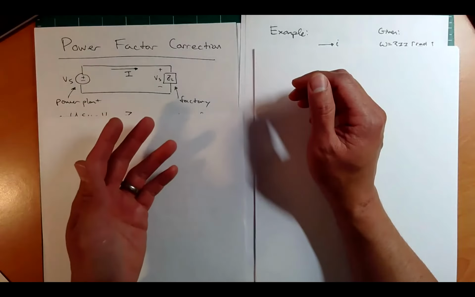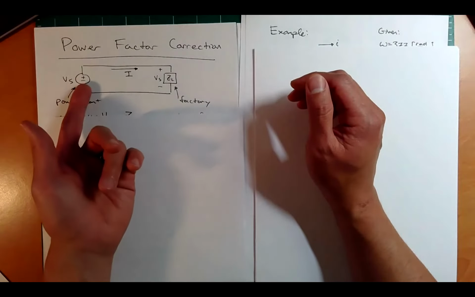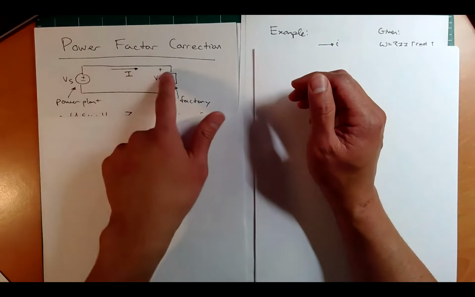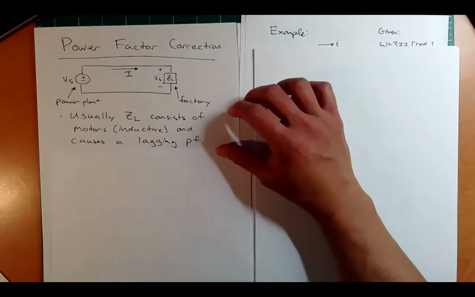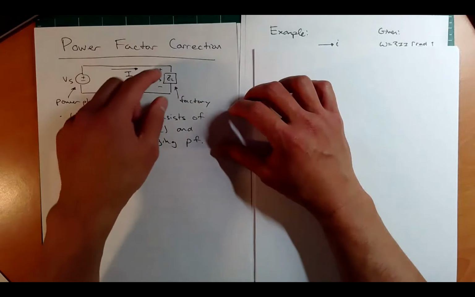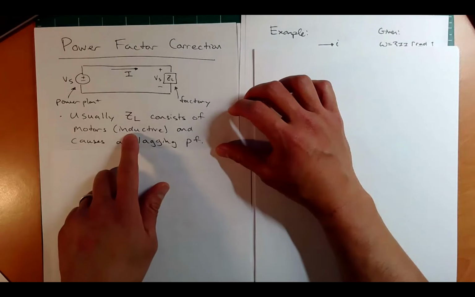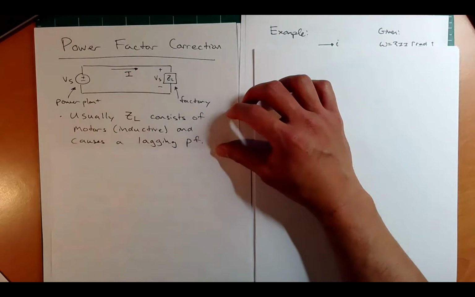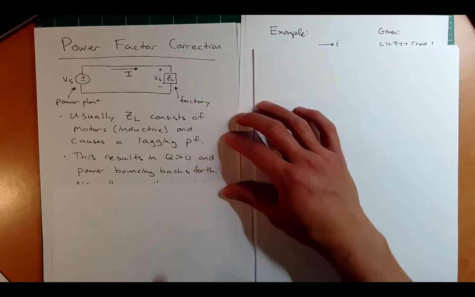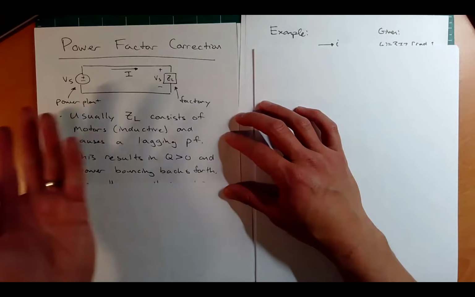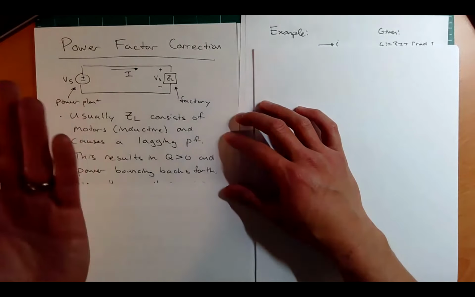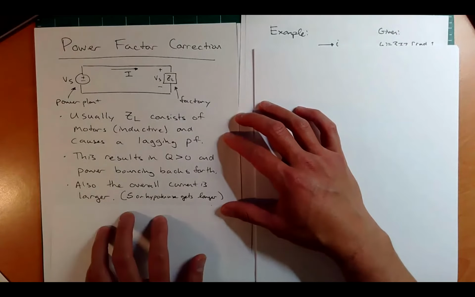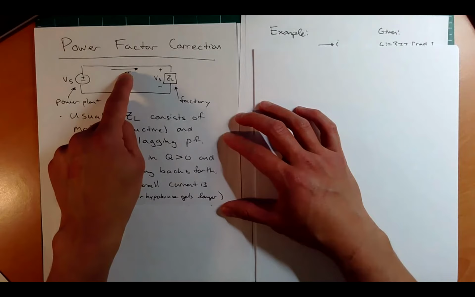Now, here's a situation where you have a factory and a power plant, like PG&E, and some transmission line current that goes from the power plant to the factory. Usually this load represents your entire factory as a simple load. It consists of motors, so it's inductive. So you usually have a lagging power factor where this current lags that voltage, okay? This results in a positive Q, which means there's a component of power that bounces back and forth, and so the overall current is larger than it needs to be.